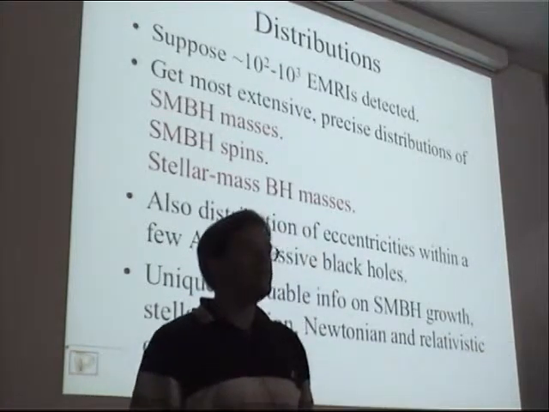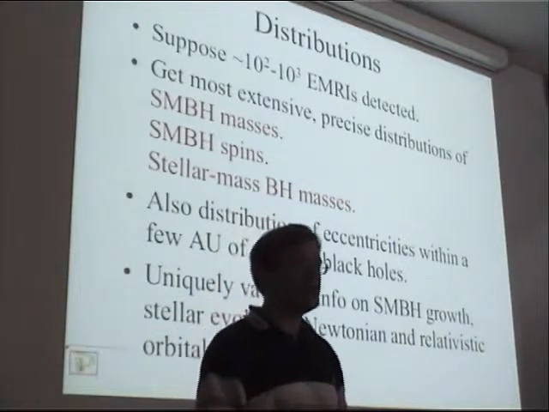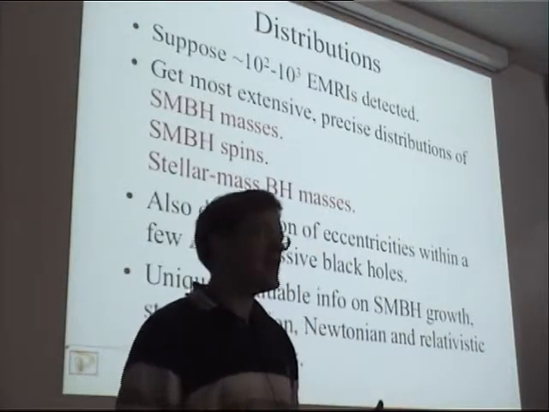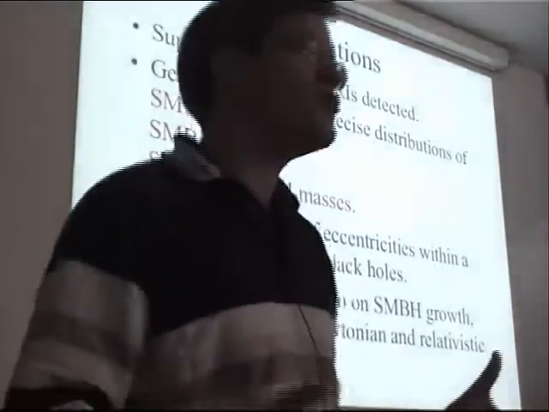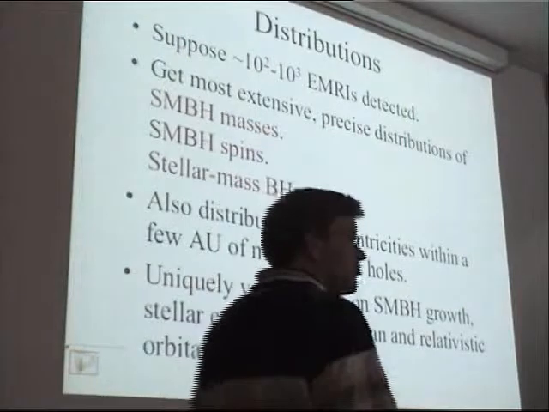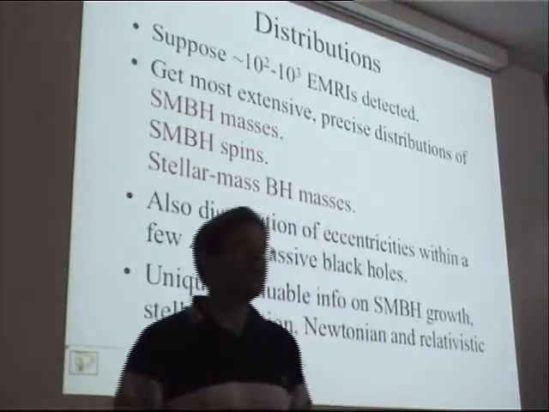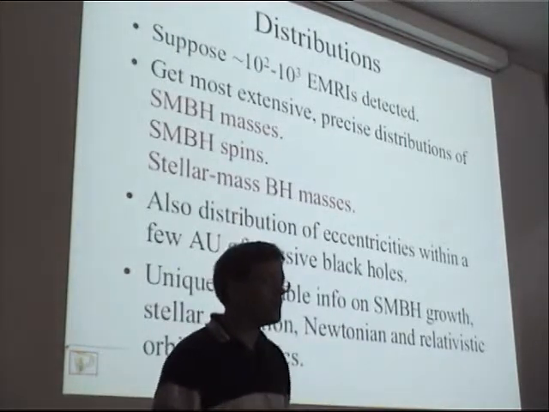Whereas the very worst determination, if you detect it from an EMRI, is going to be far better than that. So not only will you have the largest catalog, but you will have all of the best determined ones, also for spins and also for stellar mass black hole masses. This will, of course, be quite valuable.